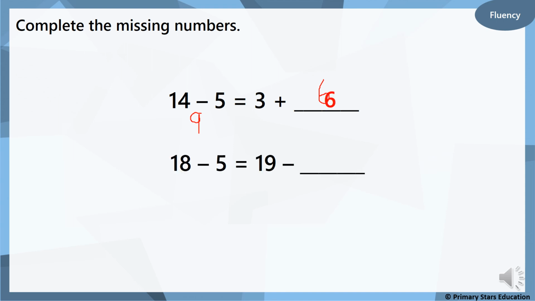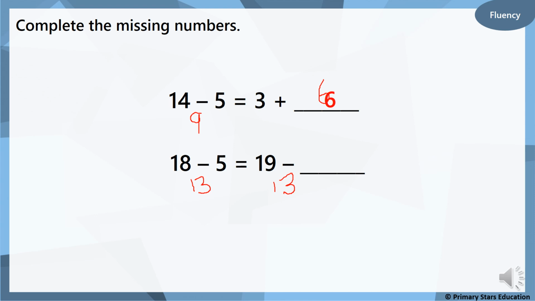Right. Now we have 18 minus 5 is the same as 19 minus what? Okay. So put 18 in your head and count back 5. 18 in your head, 17, 16, 13. Now you've got 19 and we need to subtract a number so that we also get 13.